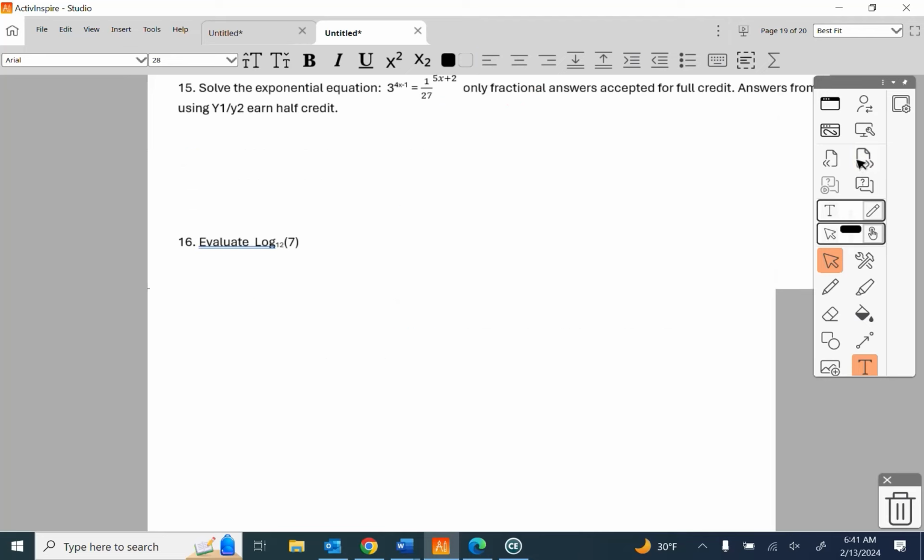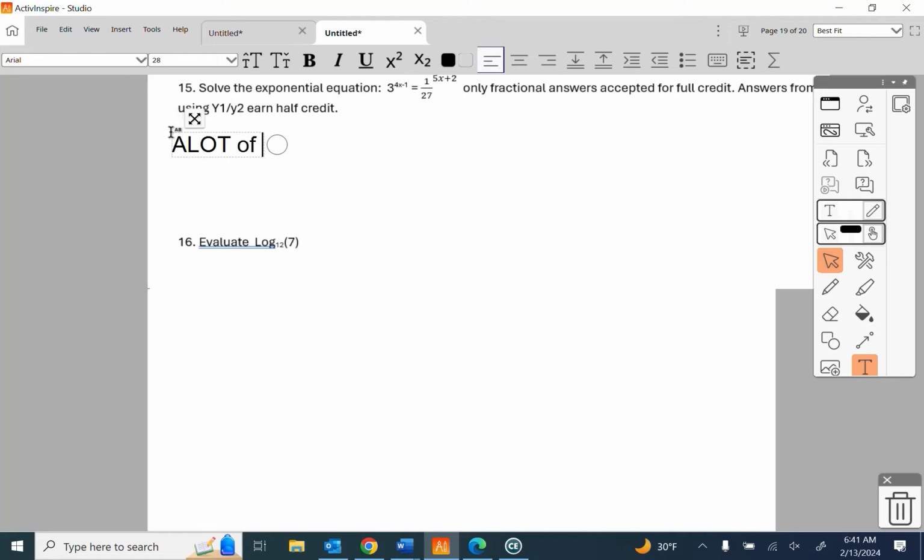All right, solve the exponential equation 3 to the 4x minus 1 equals 1/27th to the 5x plus 2. Only fractional answers are accepted for full credit. Answers from using y1, y2 earn half credit. So let's go over y1, y2. Because here's the reality of it.